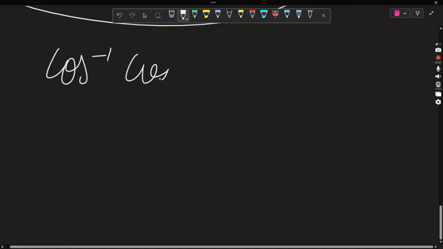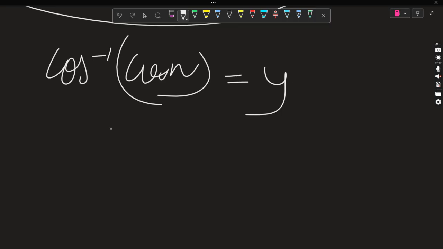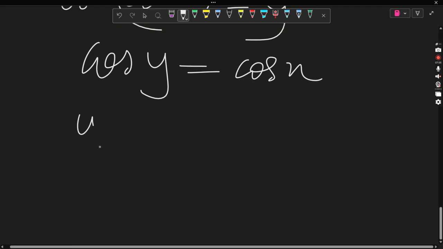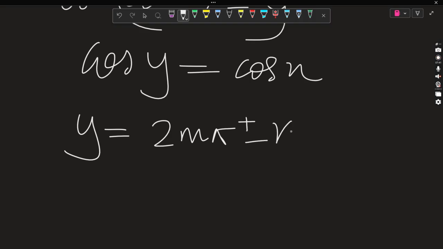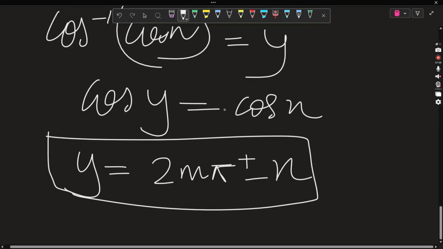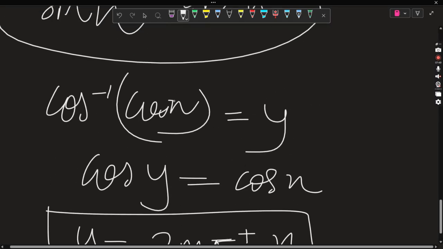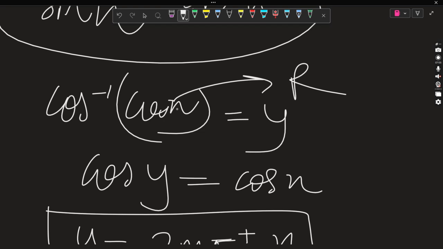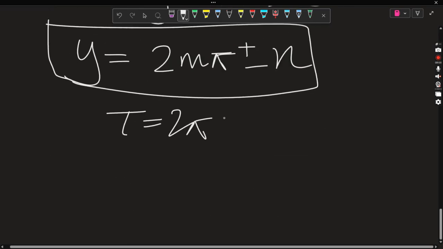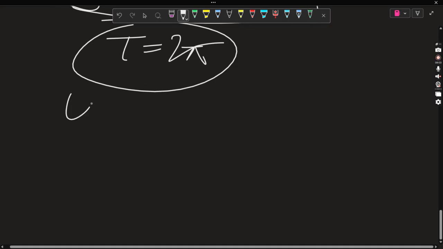cos inverse of cos x is equal to y. So cos y is equal to cos x. Now the general solution comes out to be y is equal to 2m pi plus minus x, where m belongs to integer. Now since x takes all real values, the domain is all real, and cos x repeats after every 2 pi interval. So cos inverse also has the periodicity of 2 pi interval. So we can rewrite it as y is equal to x and minus x.